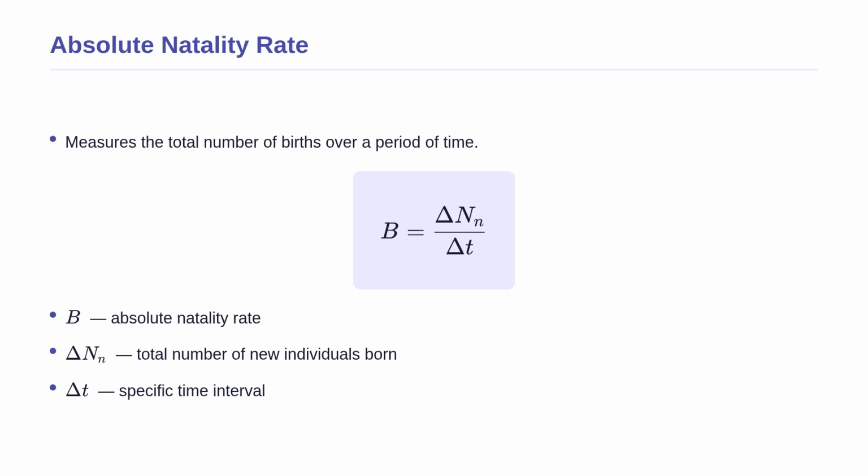In this equation, the capital letter B represents the absolute natality rate. The symbol delta n, subscript n, stands for the total number of new individuals added to the population through birth. Finally, delta t represents the specific time interval over which these births occurred, like a month or a year. If the number of births increases while the time period stays the same, the absolute natality rate, B, goes up, meaning the population is growing faster.